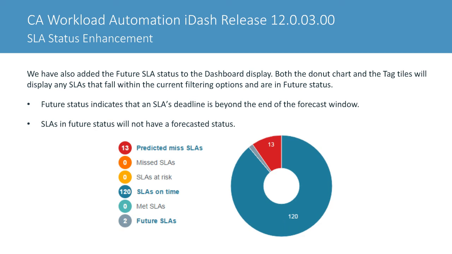Both the donut chart and the tag tiles will display the count of any SLAs in future status, as long as they fall within the current time filter. Future status indicates that an SLA's deadline is beyond the end of the current forecast window. SLAs in future status will not be forecast until the forecast window advances far enough to include the SLA deadline.